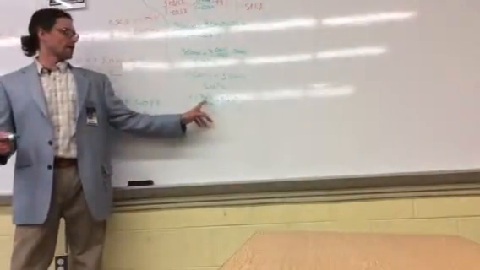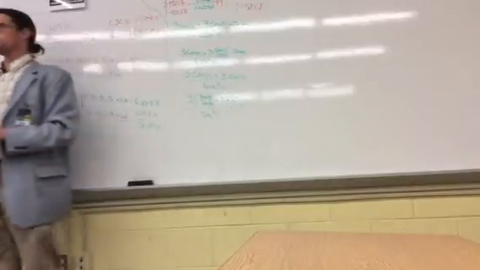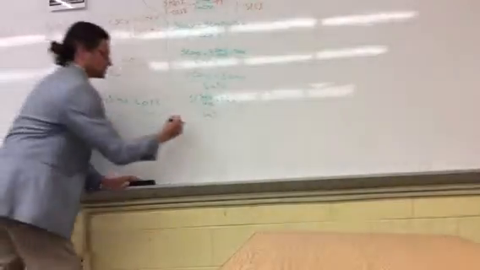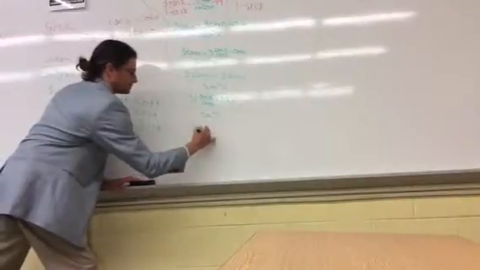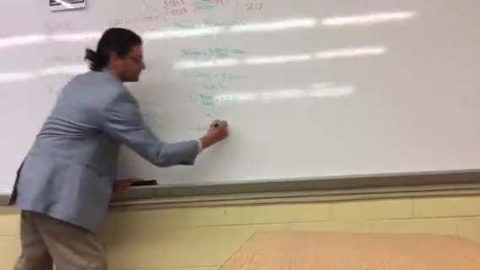What do you have over here? You have sine over cosine, and here you have sine. So what do you have in both terms? Sine. If you factor that out, here's your sine.